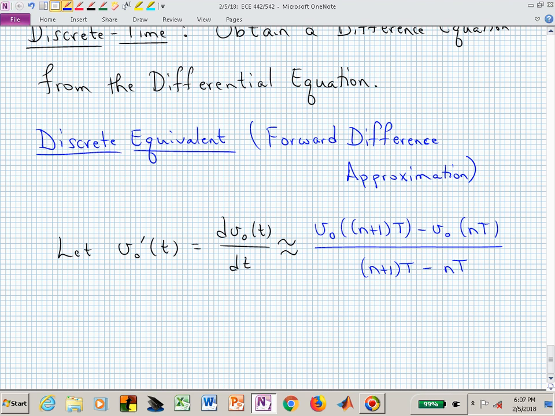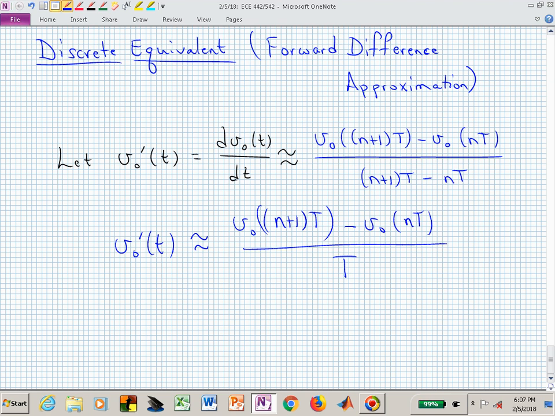So that's what we're going to do. We now have V naught prime of t being approximated by V sub 0 of (n plus 1)t minus V naught of nt, all over T. How do we find capital T? We need that to keep going.